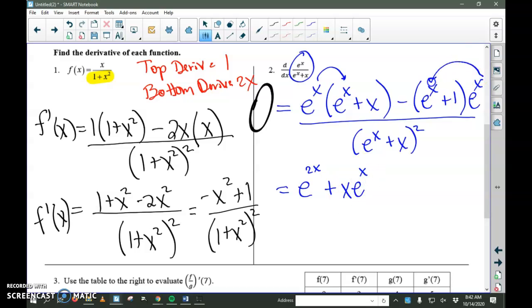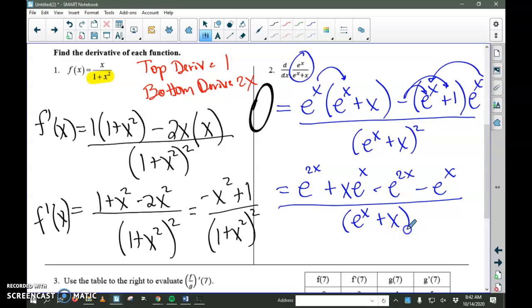Same thing here. I get minus e to the 2x, right? I'm also distributing this negative simultaneously, okay? So I get a minus e to the x, all divided by, again, this e to the x plus x, that quantity being squared. And I can clean this up just a little bit more, right? This e to the 2x minus e to the 2x cancel.